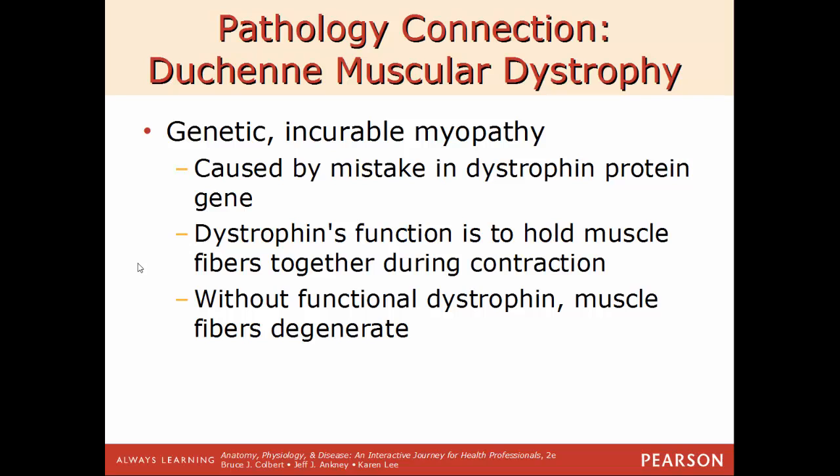Alright, next we'll talk about another pathology connection. We'll talk about Duchenne muscular dystrophy. This is a genetic condition that is incurable. It's caused by a mistake in a protein called dystrophin and the gene that makes that protein. Now, dystrophin's function is to hold muscle fibers together during contraction. And without this protein working properly, muscle fibers will eventually break down and tear apart.